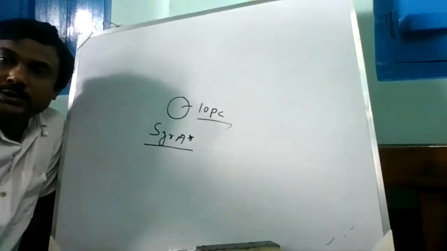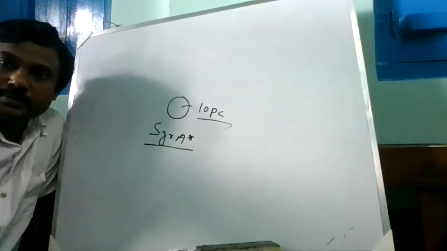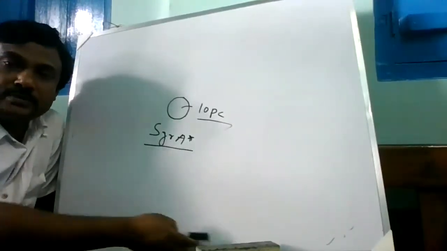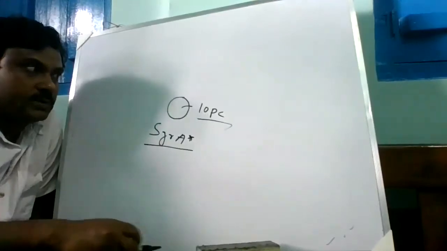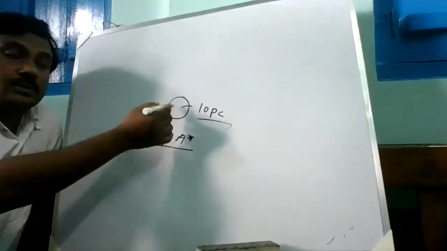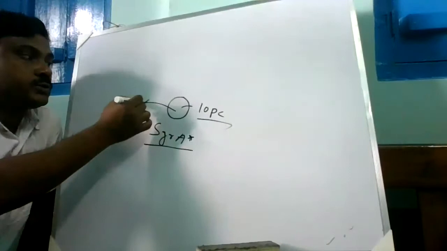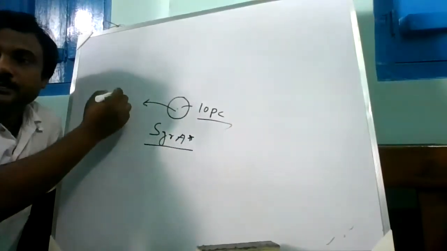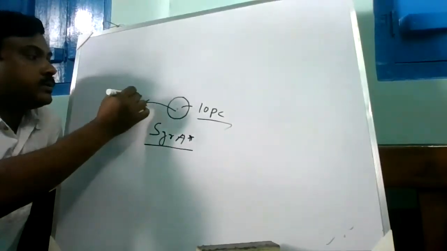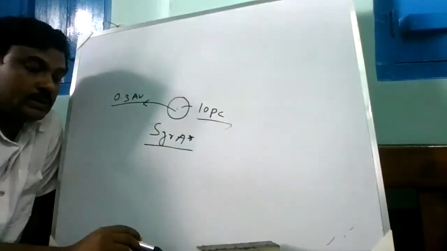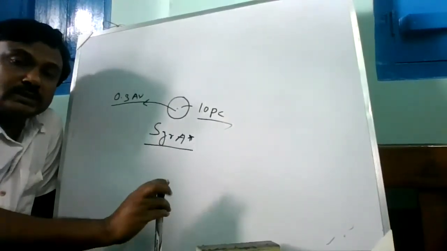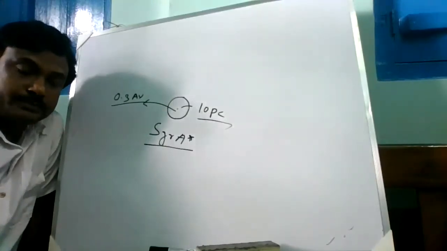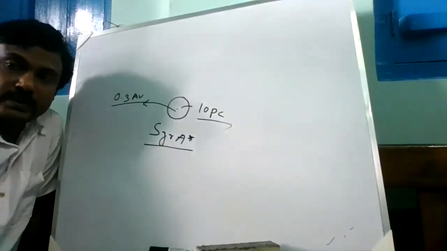Now, the high resolution observation has revealed that the size of the intense radio source is also very small, 0.3 AU, which means one third the distance between the Sun and Earth. Very small region.